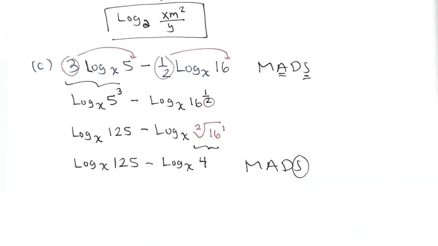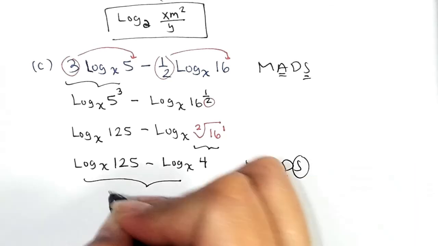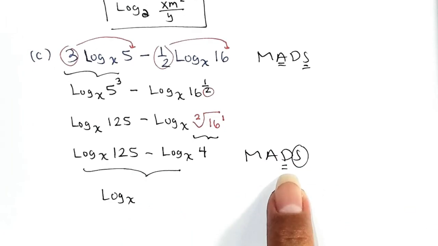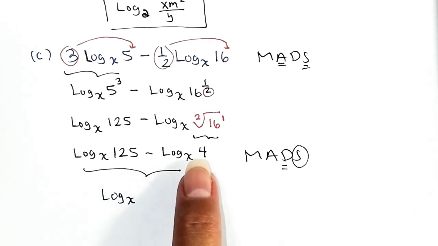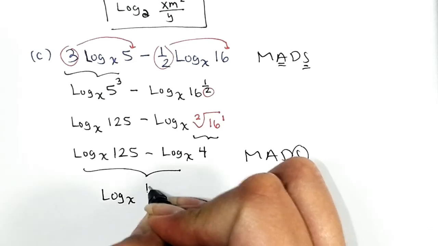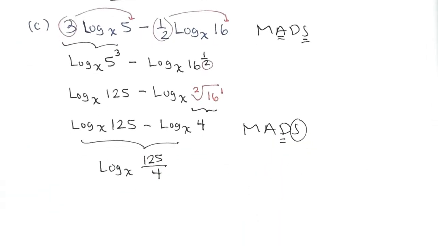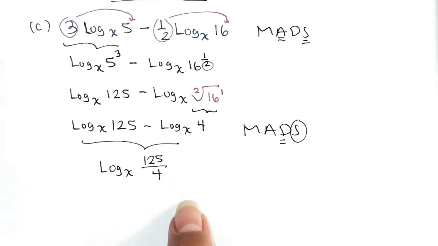Okay, because we are subtracting the logarithms, when we backtrack to a single log, what are we going to do with the arguments? Yeah, we're going to go ahead and divide them. So we have logarithm base x, and we're going to divide the arguments. So first argument divided by second argument. And I think we're good. Just make sure that your fraction is reduced or simplified, and in this case it is.